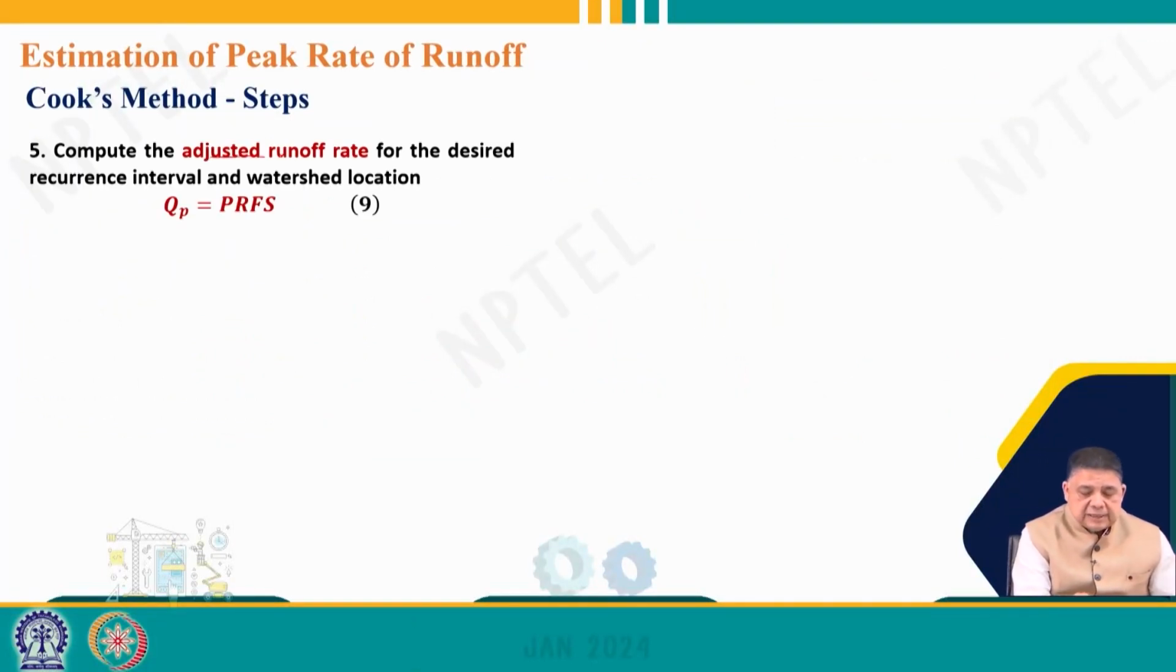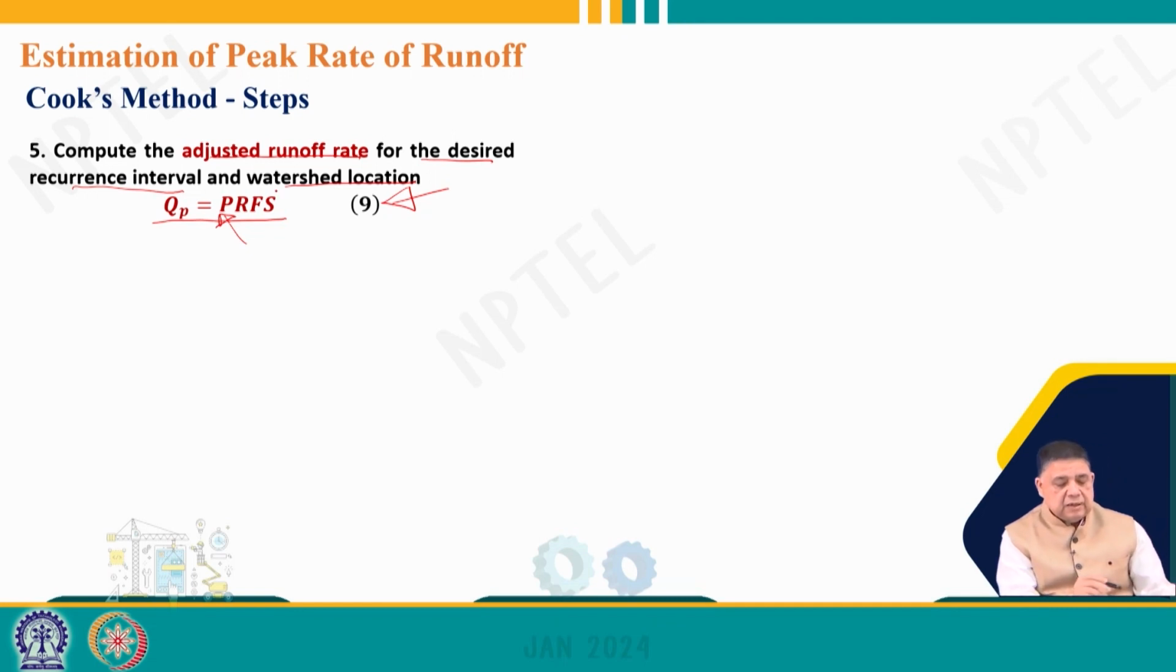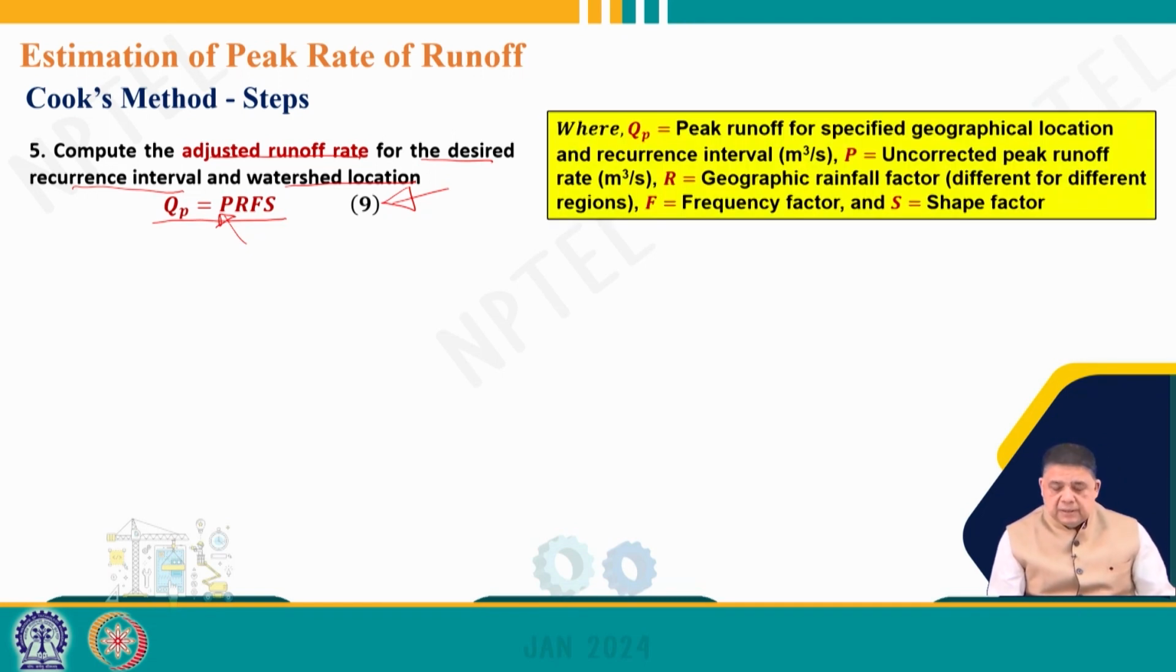Now, we compute the adjusted runoff rate for the desired recurrence level and watershed location using this relationship, which is the main Cook's method equation, Qp equals P R F S, where P we have already estimated, which is the uncorrected runoff peak. And Qp is the peak rate for a specified geographical location and recurrence interval, in cubic meter per second. P is the uncorrected peak runoff rate. We have already seen how to determine that. R is the geographical rainfall factor, which is different for different regions, basically depending on latitude and longitude. F is the frequency factor and S is the shape factor.